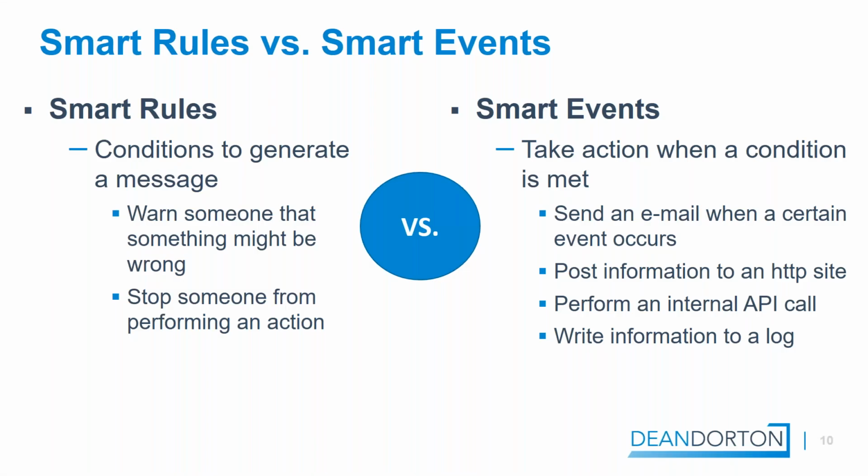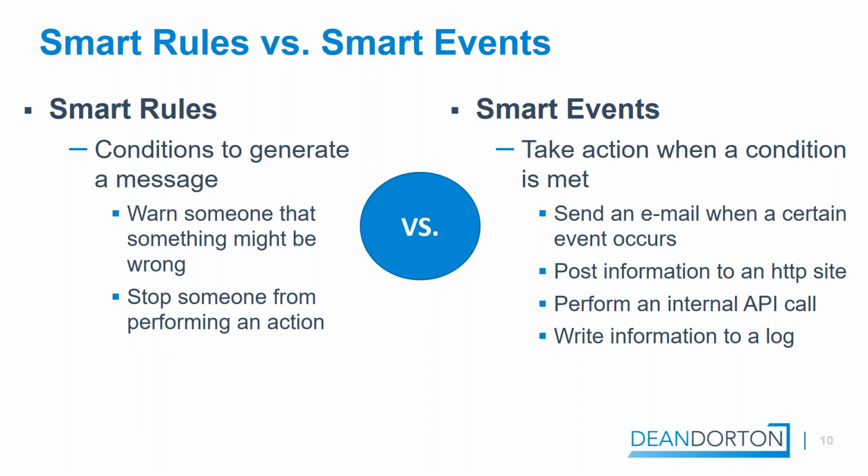So smart rules are conditions that are going to generate a message. Those are designed to either warn someone that something might be wrong or flat out stop them from performing an action. Smart events are taking an action when a condition is met. So smart event, think of it as more of a trigger. It can do things like send an email when a certain thing occurs. It can post information to an HTTP site, perform an internal API call, or write information to a log.